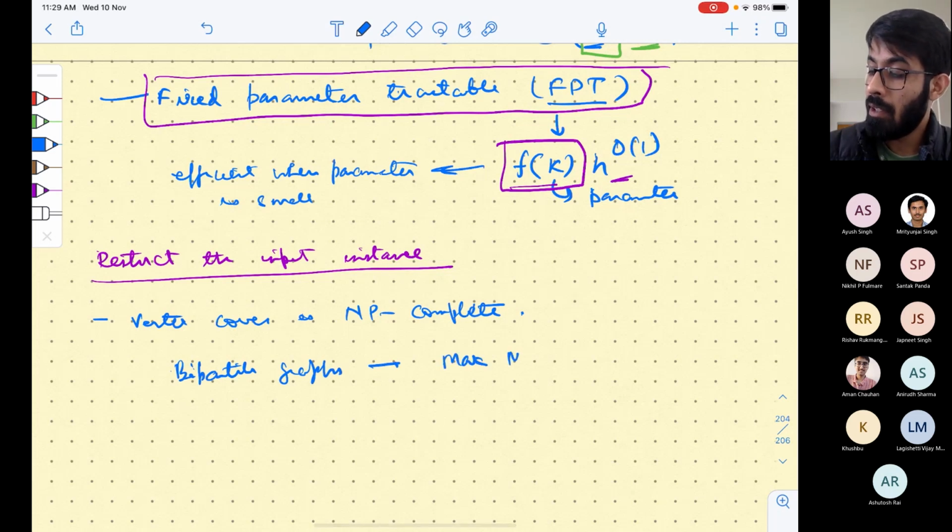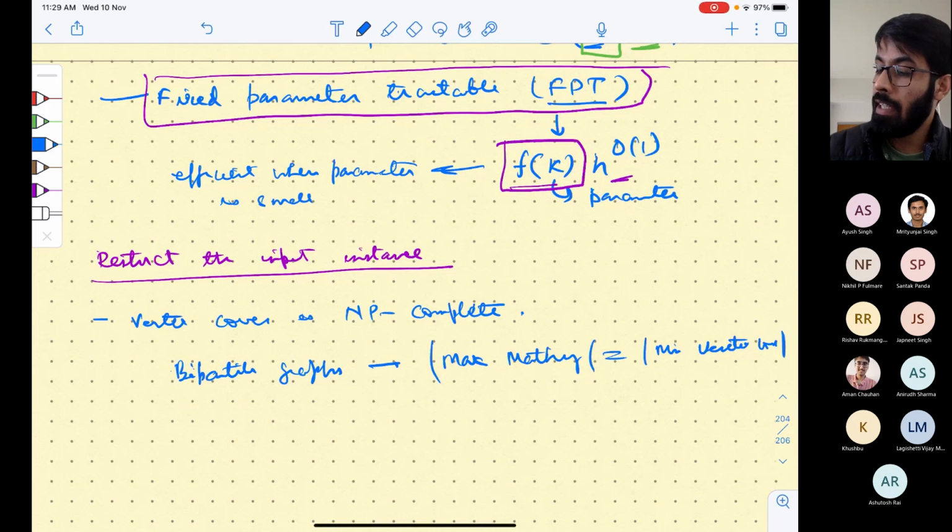The size of the maximum matching is equal to the size of the minimum vertex cover. Right? And we saw how to compute it. So this is called Koenig's theorem. And so we saw how to compute the maximum matching in bipartite graphs. So we can solve minimum vertex cover in bipartite graphs in polynomial time.